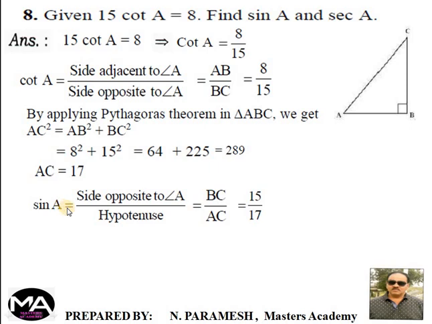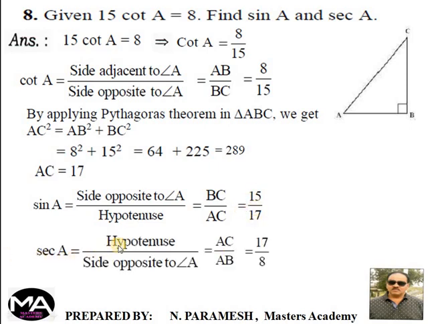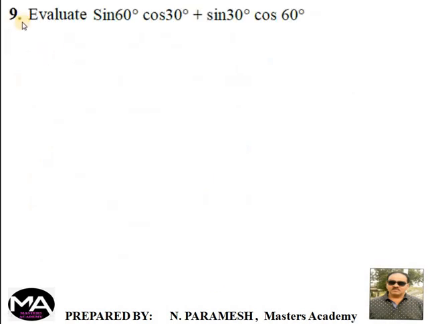Sin A is equal to opposite side by hypotenuse, opposite side is BC by AC, that is equal to 15 by 17. Secant A is equal to hypotenuse by adjacent side, that is equal to AC by AB, that is equal to 17 by 8.